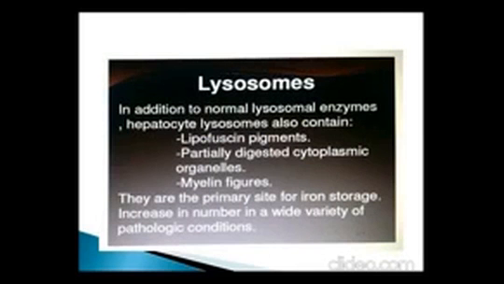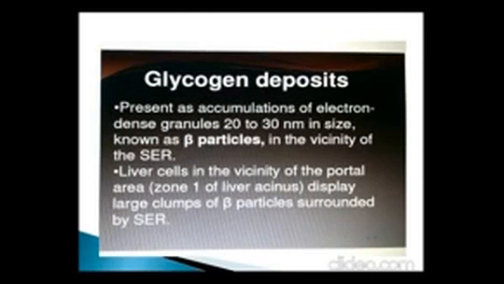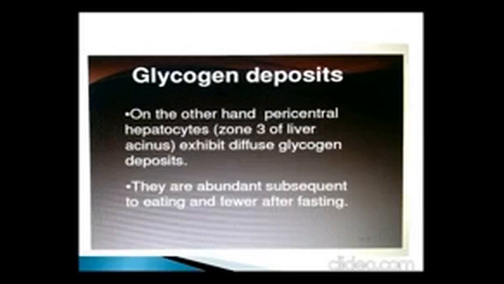Glycogen deposits can also be seen here in these particular cell organelles. Present is accumulation of electron-dense granules. The liver cells in the vicinity of the portal area, that is zone 1, display large clumps of beta particles. On the other hand, pericentral hepatocytes, that is zone 3 of the liver, exhibit diffuse glycogen deposits. See, different storages in different layers of the liver, different areas of these particular lobules.